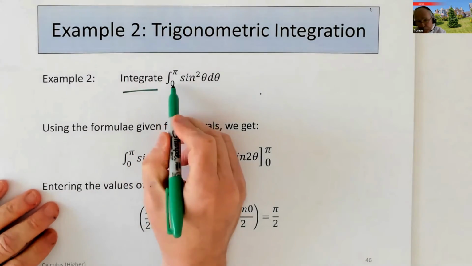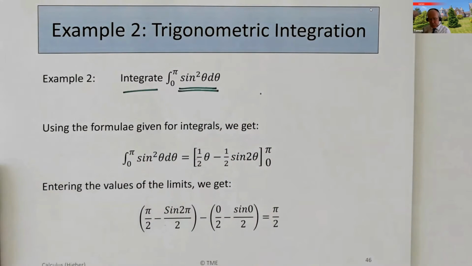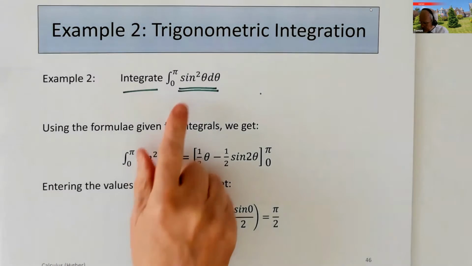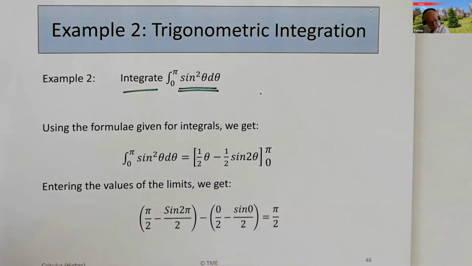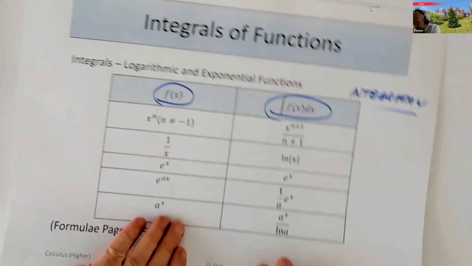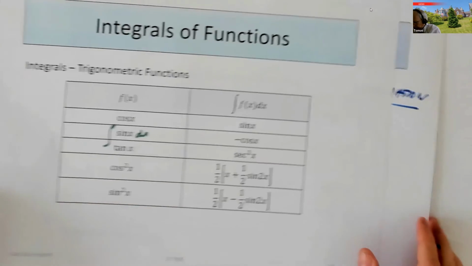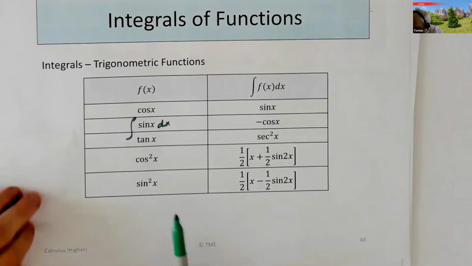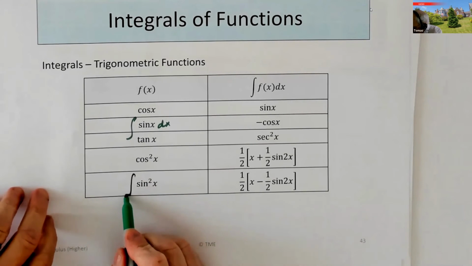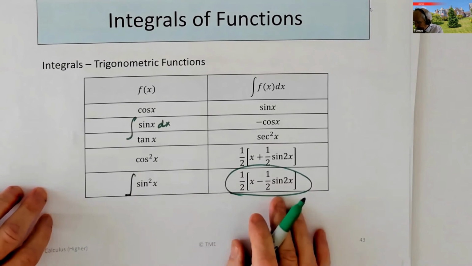Integrate from 0 to pi. So in this case, I've got limits. Sine squared theta d theta. Well, I'm not going to find theta, but I might find x. And it's saying find sine squared. So I go looking and I say, I don't see it there. I don't see it there. Oh, great. I see it here. I see it as sine squared. That's good. So I found the integral of that, and it's this. Okay, it's messy, but it's there.